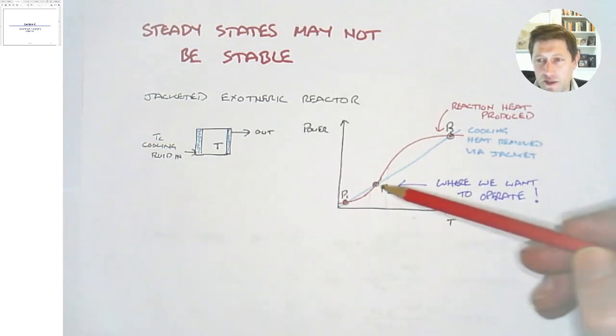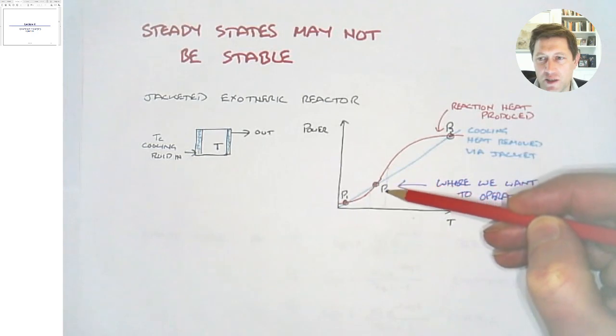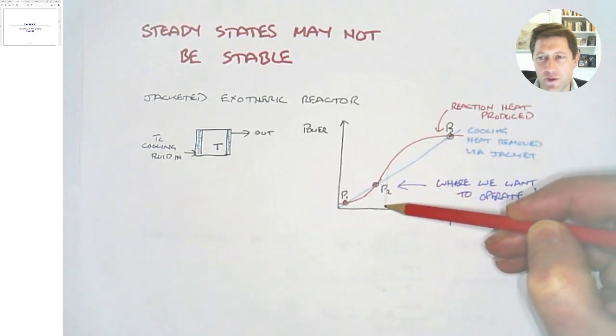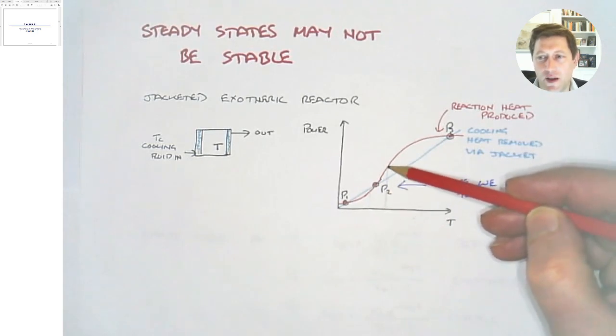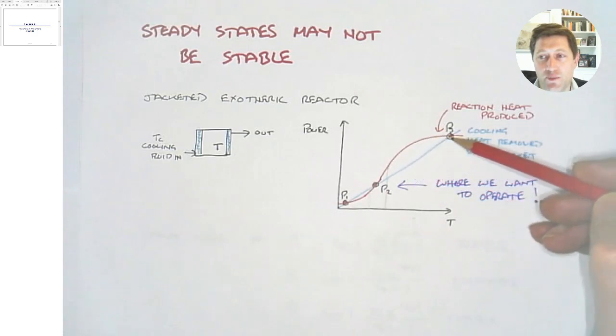Well, if you consider P2, let's consider that there's a disruption of the system which increases the temperature a little bit to a new T, a higher T. And if you look at that, you'll see that at this new point, the heat being produced by the reaction is greater than the heat being removed. And the effect of that will be to continue to increase the temperature of the reactor. It will continue to increase until we hit this point where again the heat from the reaction is balanced with the heat removal.